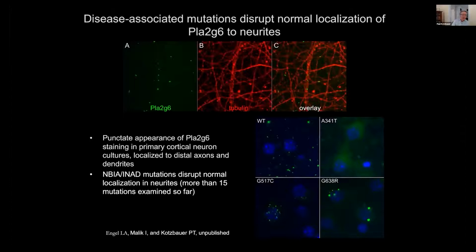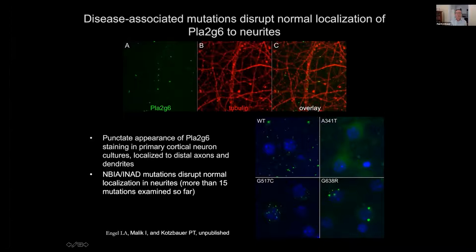Another striking feature that we've observed in terms of the effects of the mutations is that proteins containing INAD-associated mutations don't function well when we introduce them into primary neuronal culture, so primary neurons, in terms of not being able to reach the normal localization that we see for the wild type PLA2G6 protein. And so we've done this in a variety of ways.